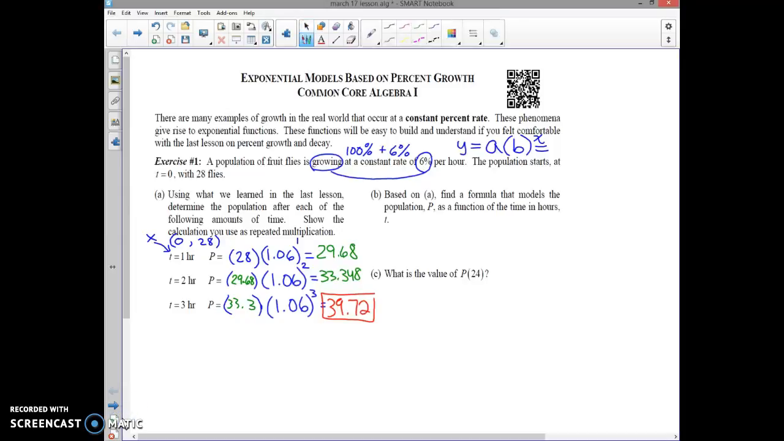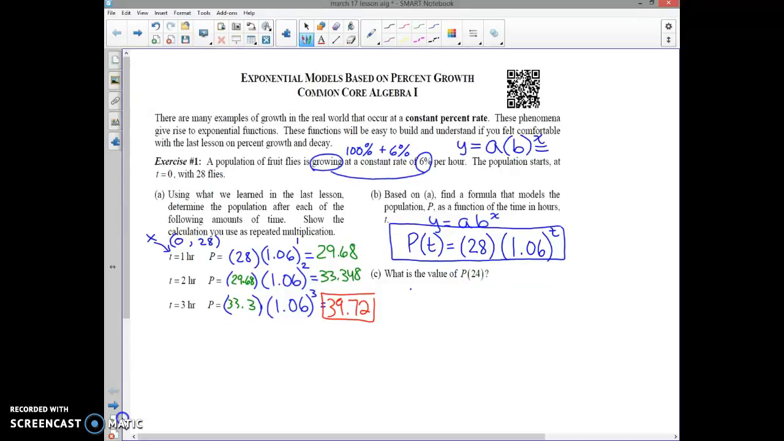For part B, it's asking us, based on part A, to find a formula that models this. Remember, our main formula looks like this. That's our main exponential function. They're asking us to find a function for the population. So the population based on the hours, P of t. The initial starting amount of flies was 28. The growth rate was 100% plus another 6%, and that's to a certain amount of hours, which they call t.